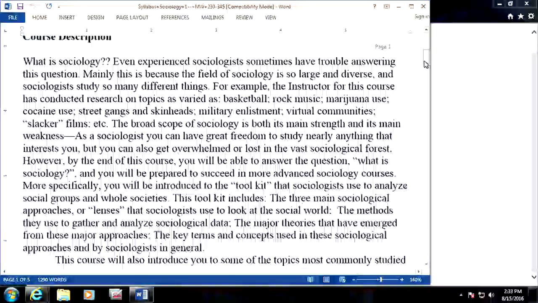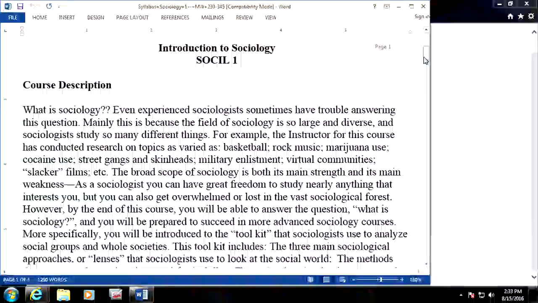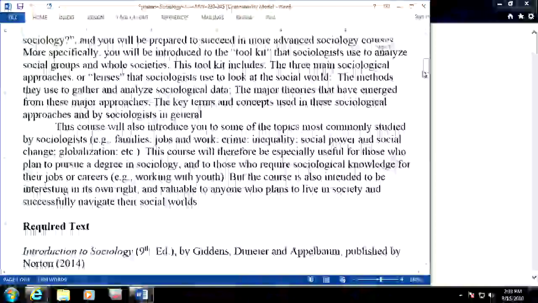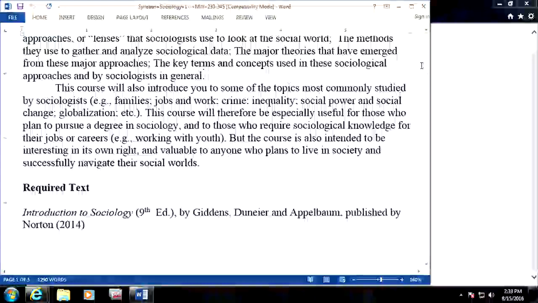I'm not going to read the whole course description. It gets into the question of what is sociology? And if you have no idea what sociology is at this point, that's okay. It's going to take basically this whole semester for me to answer this question, what is sociology? That's what an introductory class is all about, is answering that question. And sociology is such a big field that it's sometimes really hard to say what it is. It's almost easier to say what it doesn't look at rather than what it does look at.